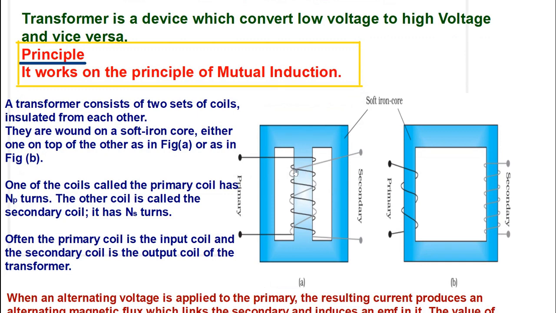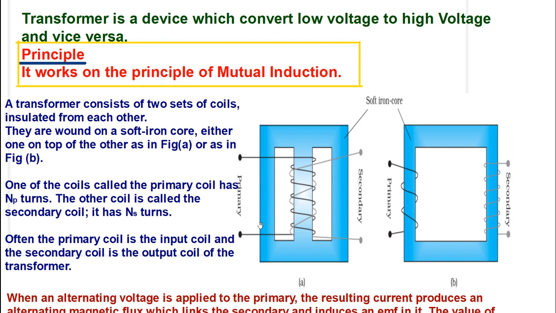A transformer consists of two sets of coils which are insulated from each other. They are wound on a soft iron core, either one on top of the other as shown in this diagram, or separately but over the same core. One of the coils is called the primary coil, which has Np turns. The other coil is the secondary coil. It has Ns turns.